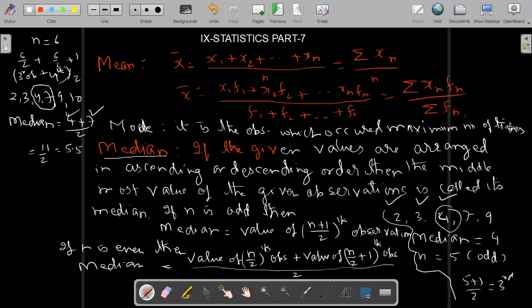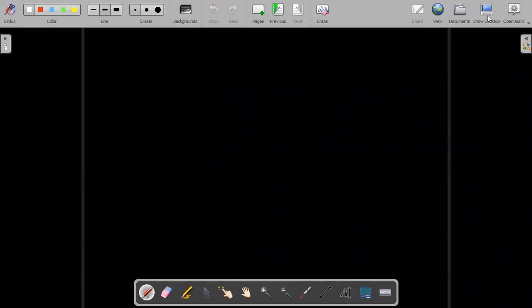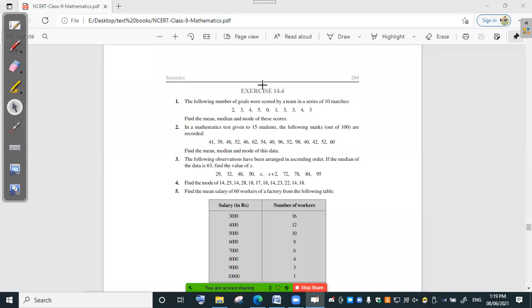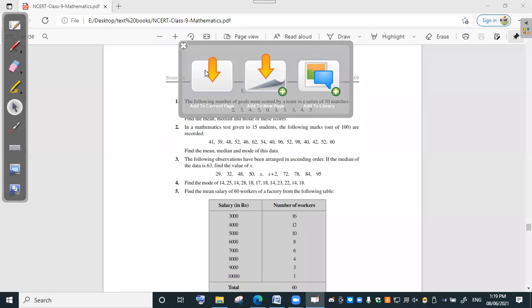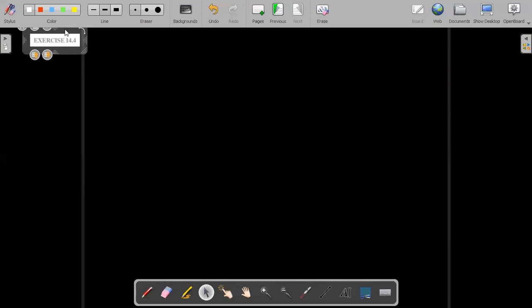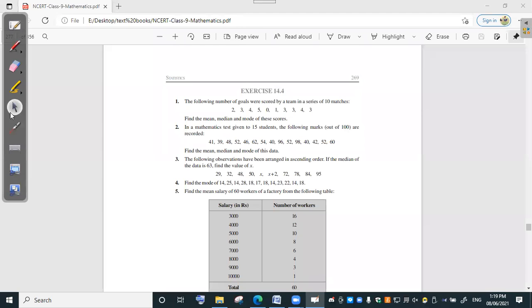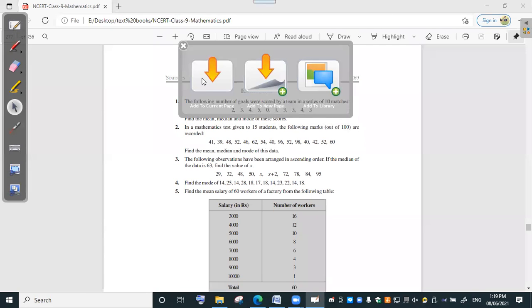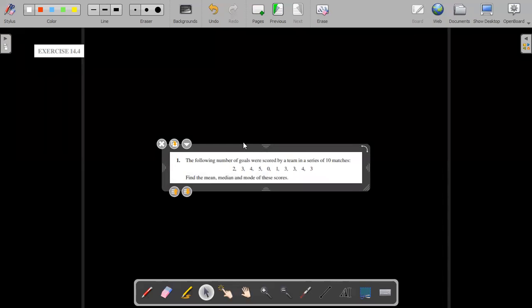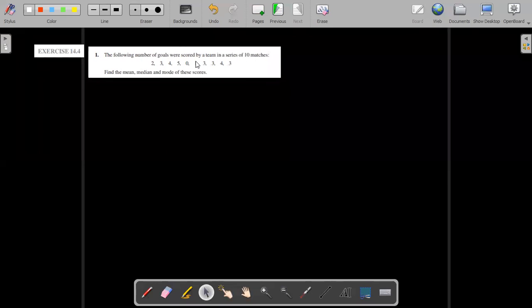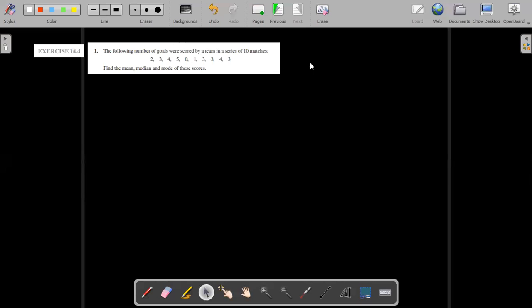So we have the first question from our exercise, where we have to find mean, mode, and median. You can understand better from that question. I'm checking exercise 14.4, question number 1. Find mean, mode, median, all three things. The score has been given. Following is the score by a team in a series of 10 matches: 2, 3, 4, 5, 0, 1, 3, 3, 4, 3.